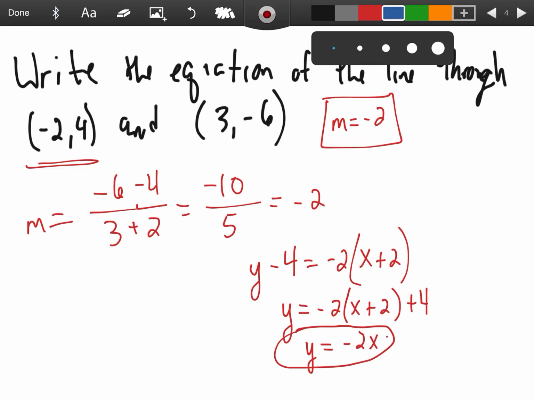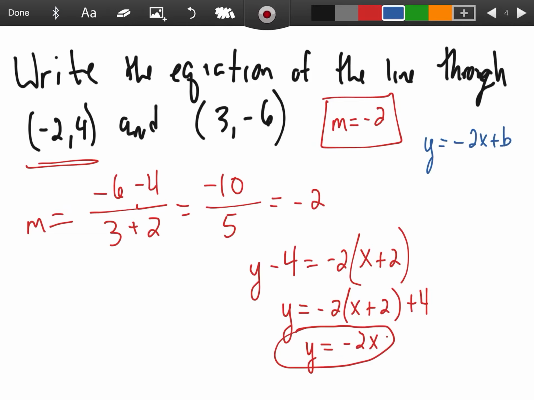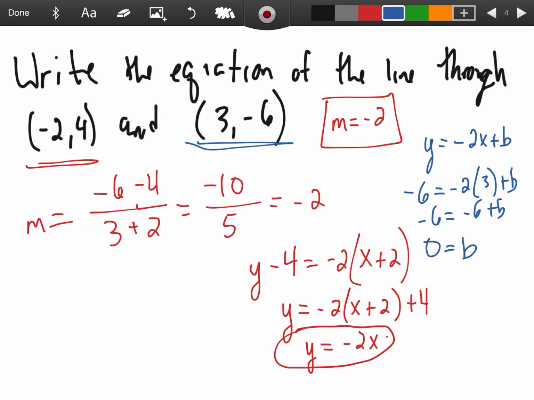Okay, let's use the other method where we just solve for b. So y equals -2x plus b. And I'll use this point right here. So plug in: -6 equals -2 times 3 plus b. So -6 equals -6 plus b. I add 6 to both sides, I get b equals 0. So I plug that in, and you're left with y equals -2x.